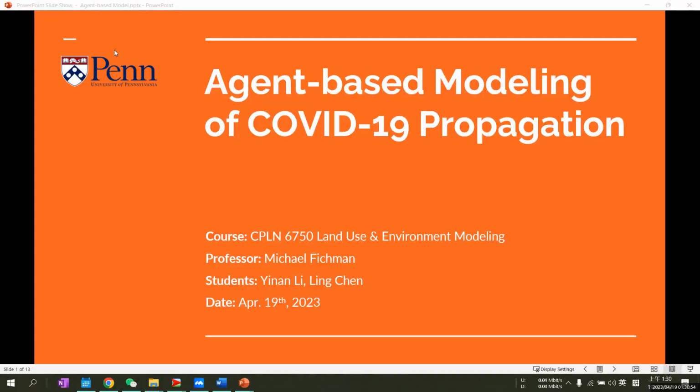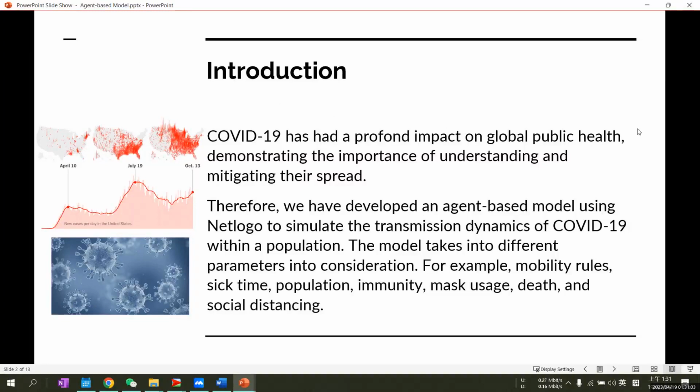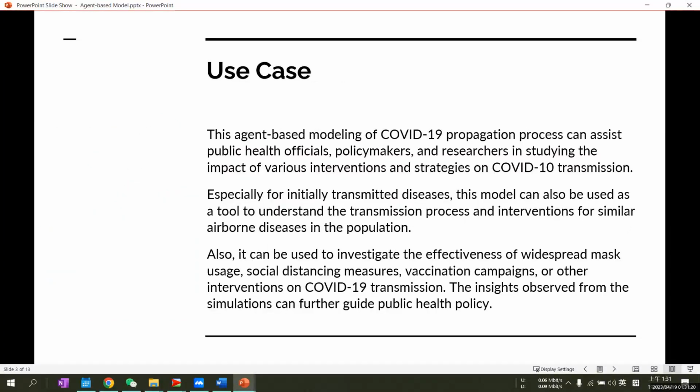Hi, this is the assignment for land use and environment modeling. We built an agent-based model for COVID-19 propagation. As we all know, COVID-19 has had a profound impact on global public health, demonstrating the importance of understanding and mitigating the spread. Therefore, we have developed this model using NetLogo to simulate transmission dynamics of COVID-19 within the population.